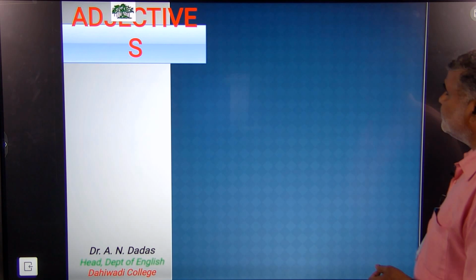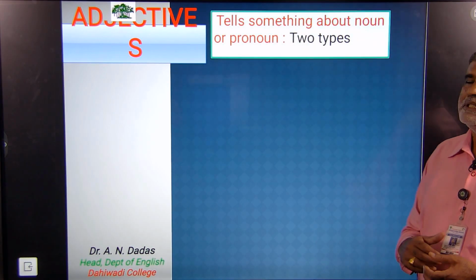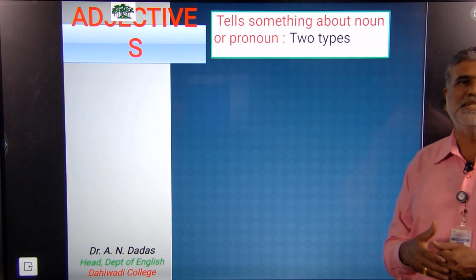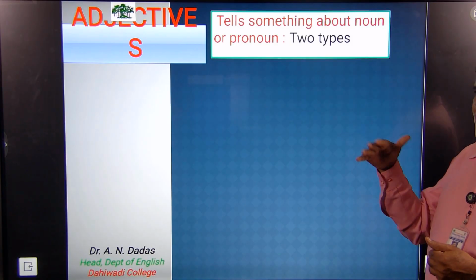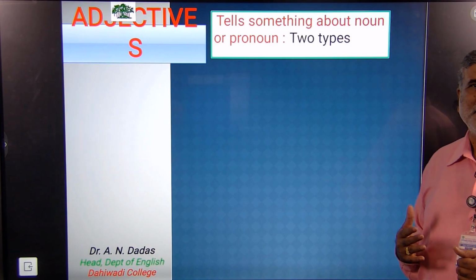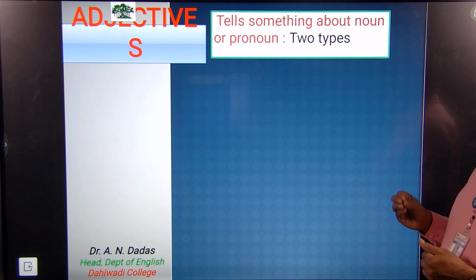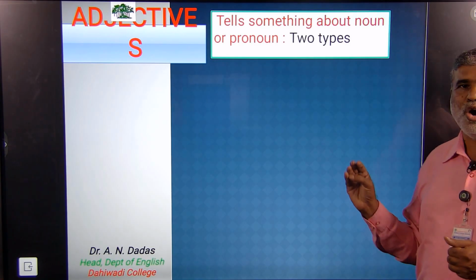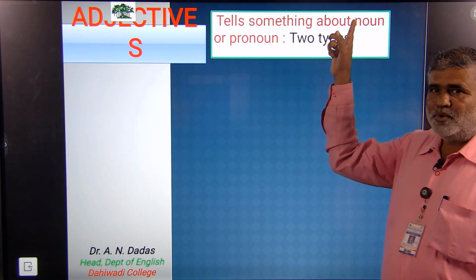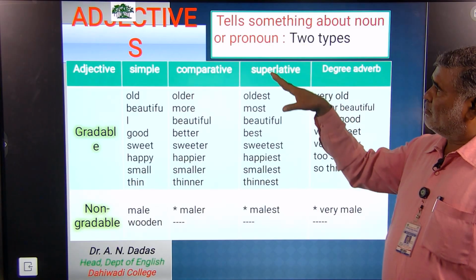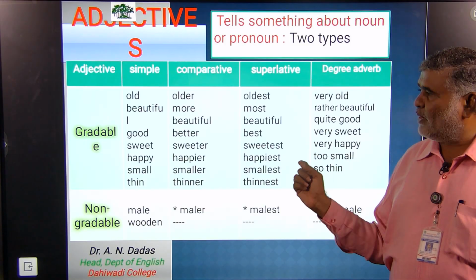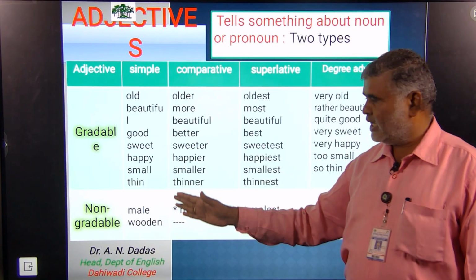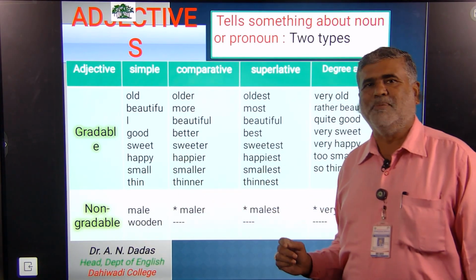Now we have another type of word, that is adjectives. Now you are also familiar with adjectives. That means the words tell something about noun or pronoun. And here we have two types of adjectives. Number one, gradable, and another one is non-gradable.